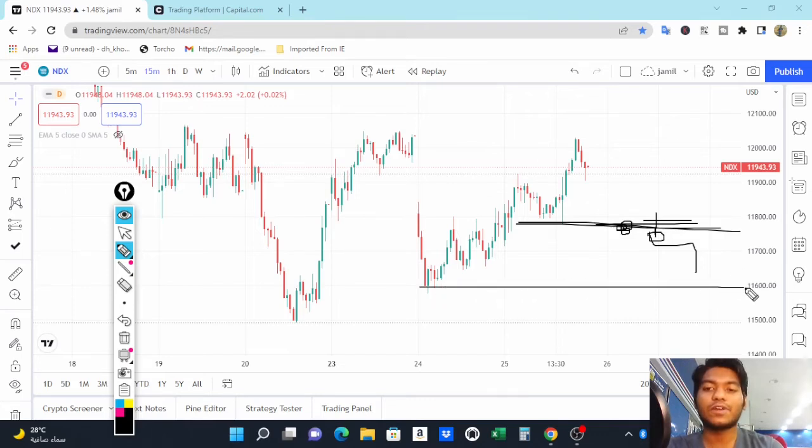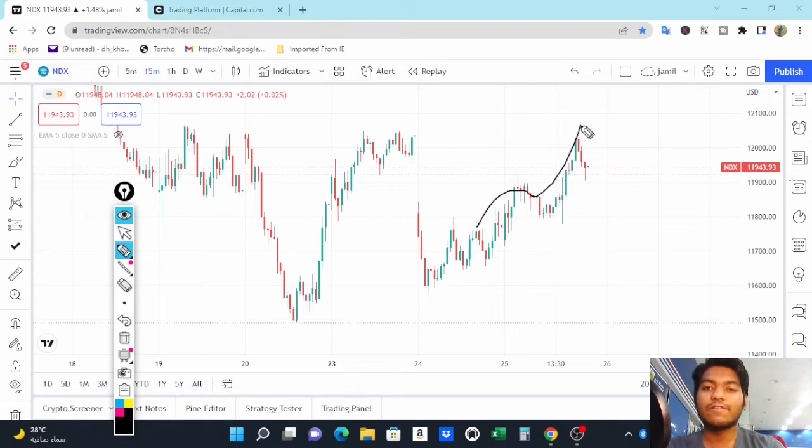Then this is going to be my first target, 11,600, because initially if there is any gap down, that's a negative market, so definitely it will slowly start to go on the downside. But as for now, price is looking very good.